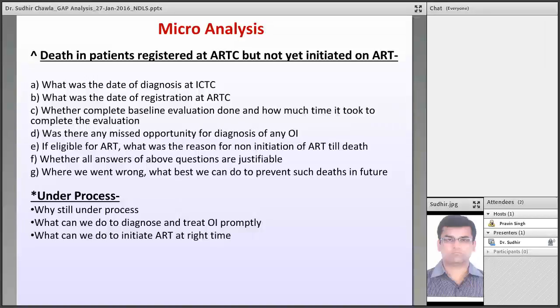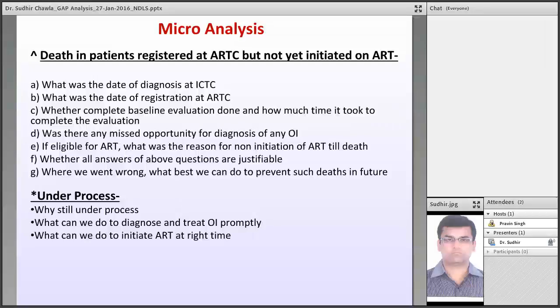After these 5 questions are answered, which we can answer by ourselves by looking into the white card, just think whether the answers to all these questions are justifiable, whether there is some opportunity with us by which we can initiate ART early or prevent this death, whether there was any chance of preventing this death based on the information available from the white card. We can think for ourselves and definitely we will get some idea about how to control these deaths, and accordingly we can take steps to prevent such deaths in future.